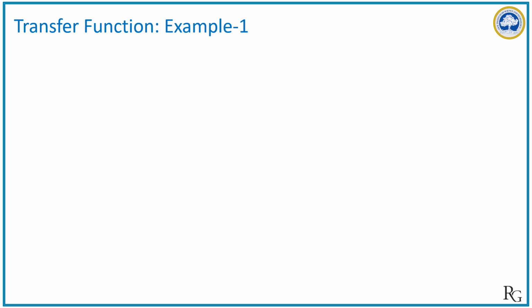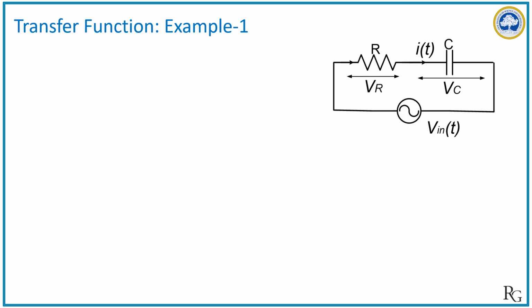Now we'll take the example of an RC circuit, that is, a series RC circuit. Here we have two components, resistance and capacitance, connected in series. The total power supply is Vin(t). First of all, to calculate the transfer function, we must know what the input and output are for this particular circuit. For calculation, we are considering the input voltage Vin as input and the voltage across the capacitor as the output voltage.